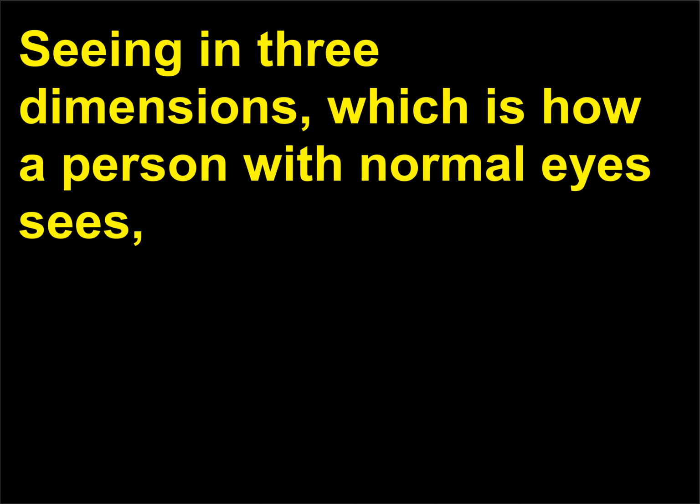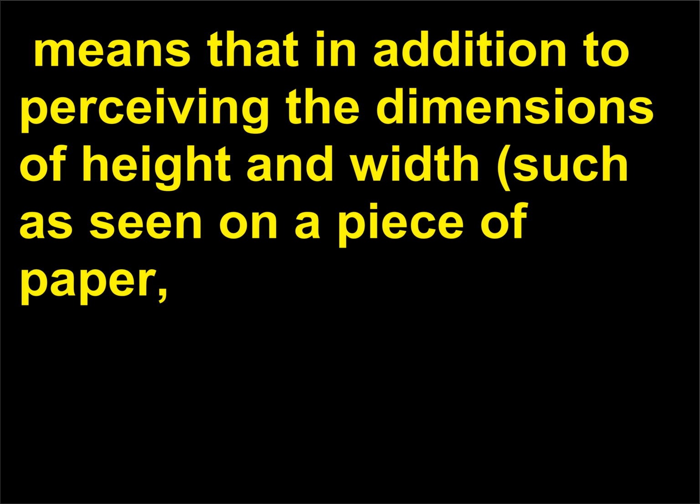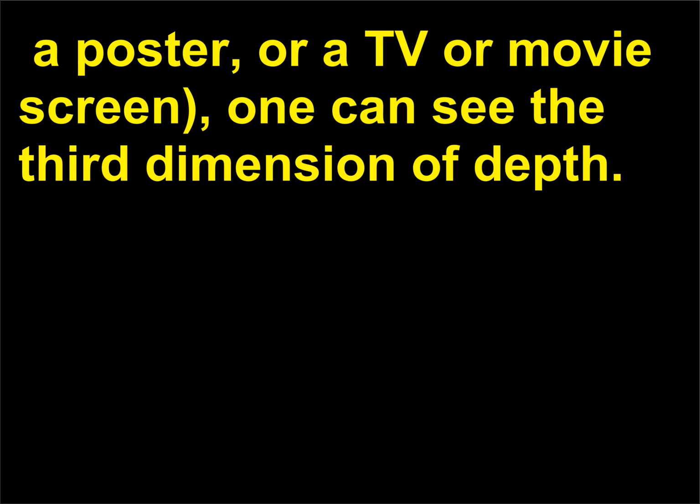Seeing in 3 dimensions, which is how a person with normal eyes sees. It means that in addition to perceiving the dimensions of height and width, such as seen on a piece of paper, a poster, or a TV or movie screen, one can see the third dimension of depth.